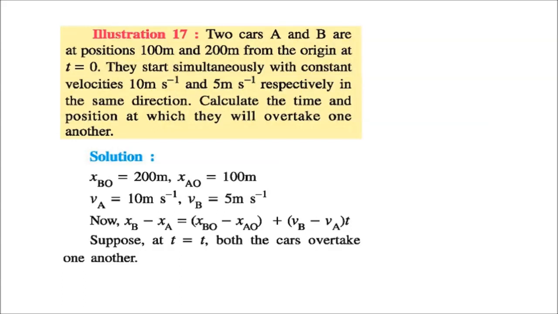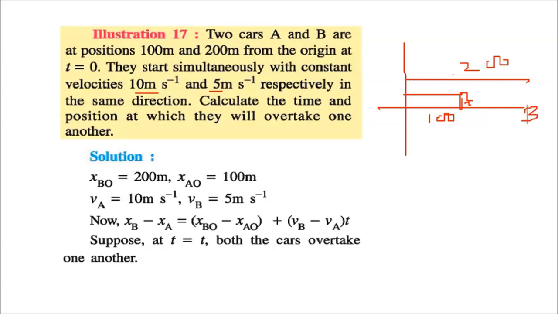Two cars A and B are at position 100 and 200 meters from the origin at t equal to 0. They start simultaneously with constant velocity, this and this respectively, in the same direction. Calculate the time and position at which they will overtake one another. So what is given here is, first A, XAO is 100. Then we have B, which is at 200. XBO is 200, XAO is 100. Velocity of A is 10 meters per second, and the velocity of B is 5.